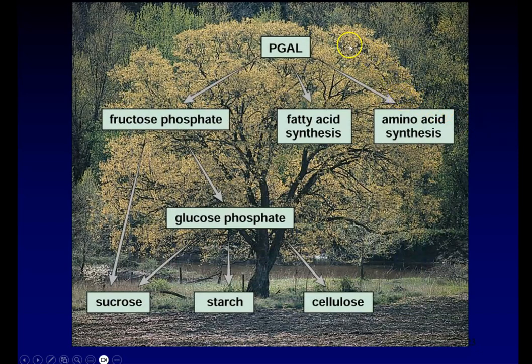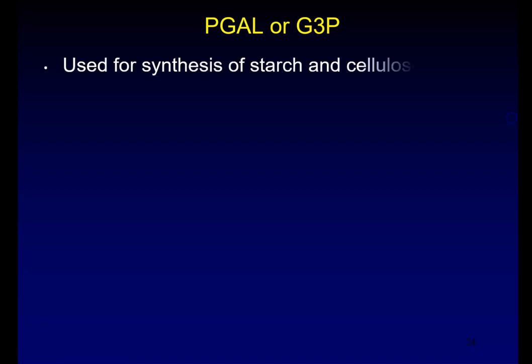This is just showing us that PGAL is very important because the backbone, the structure of PGAL, can be made into fatty acids, amino acids, fructose phosphate. If we take fructose phosphate, it can create glucose phosphate, which will create sucrose, starch, and cellulose. So let's go on to this next slide, which is just giving you some highlights from that previous slide.